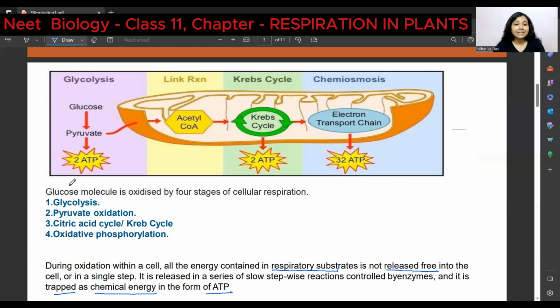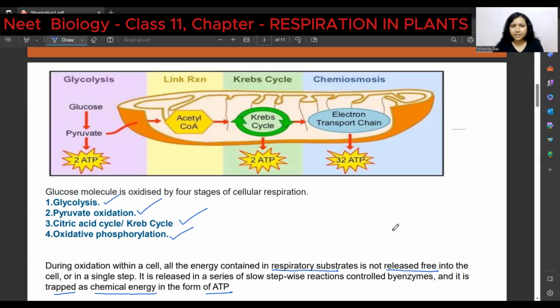So we will see that the glucose molecule which is oxidized, don't think that in only one reaction glucose and oxygen are going to react and form carbon dioxide, water, and the energy. Okay, there are various steps you all could see. There is glycolysis, pyruvate oxidation, the citric acid cycle, which we also call the Krebs cycle, and oxidative phosphorylation.